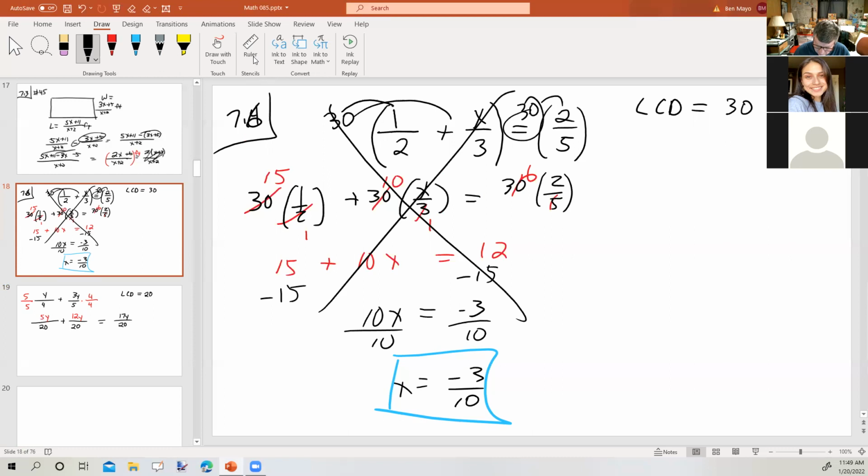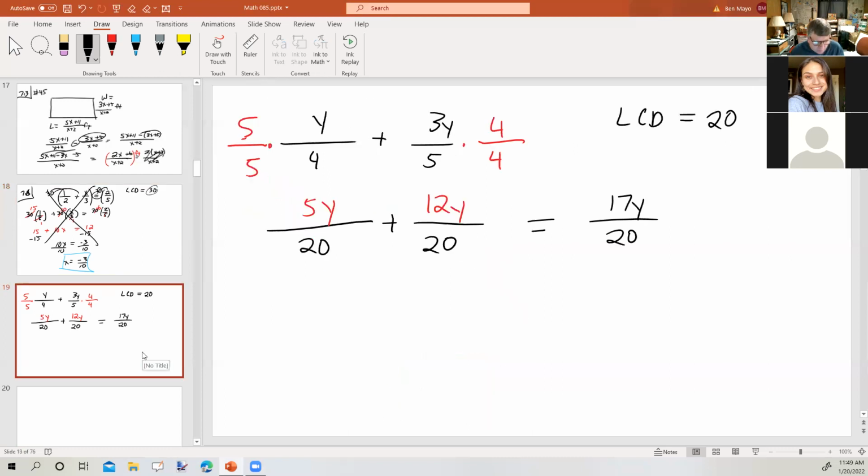Here we multiplied to clear the fractions. Here we're building to get to the least common denominator. Okay.